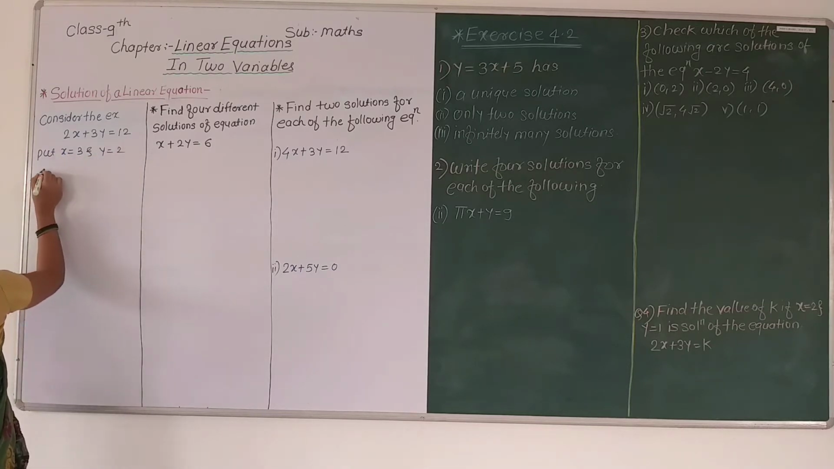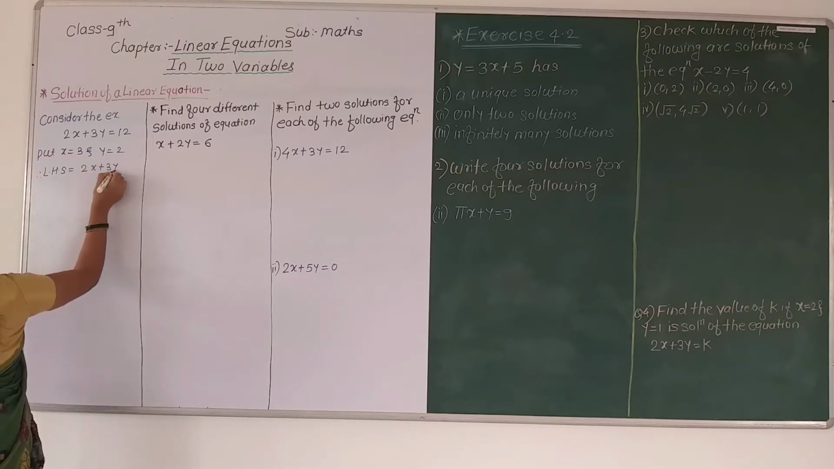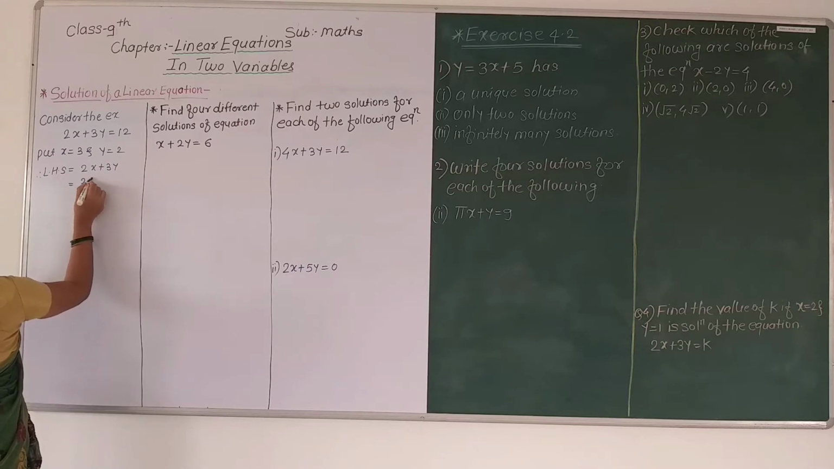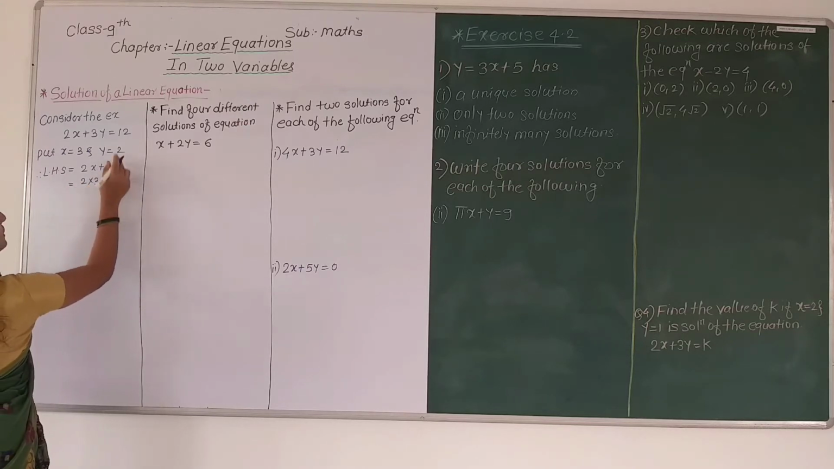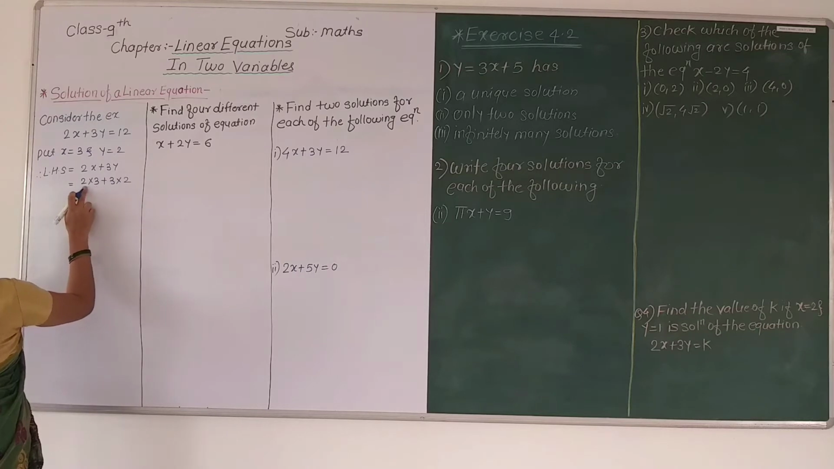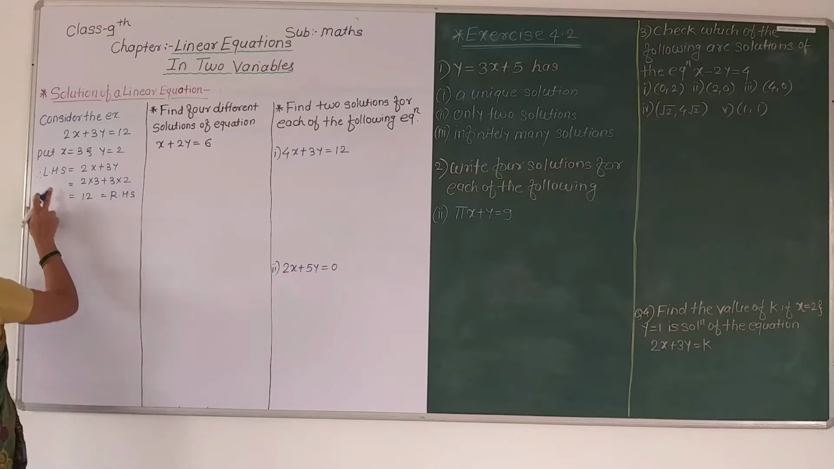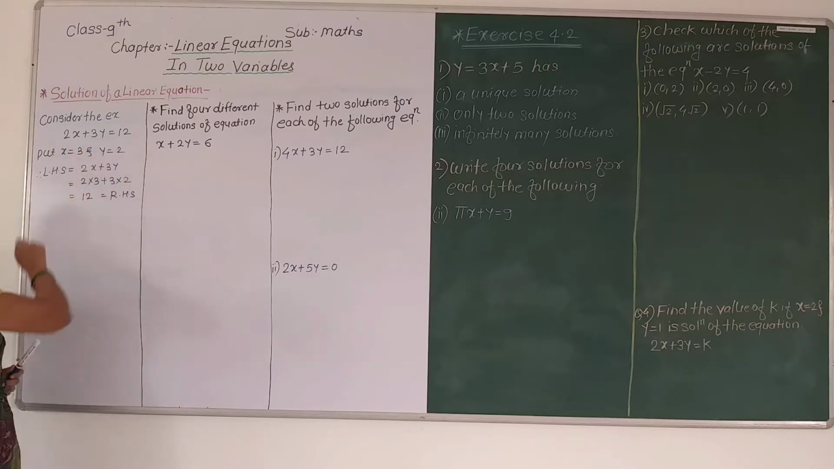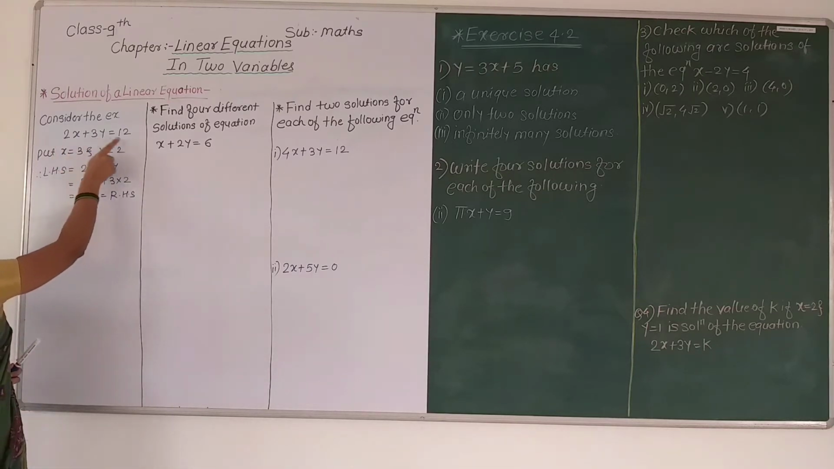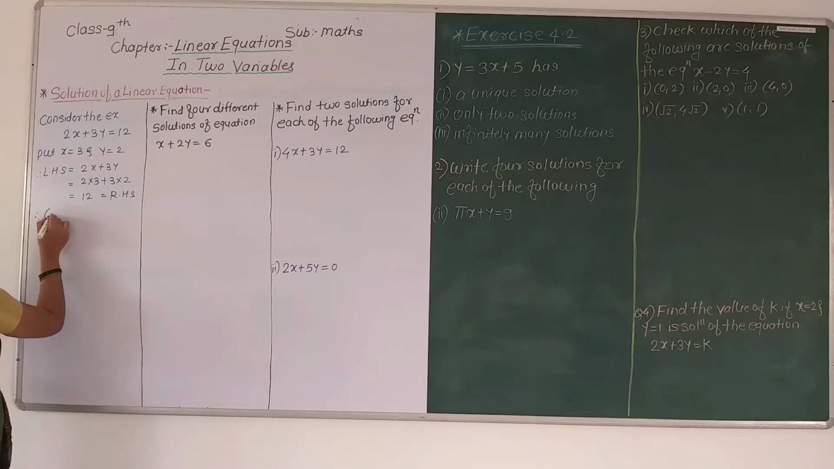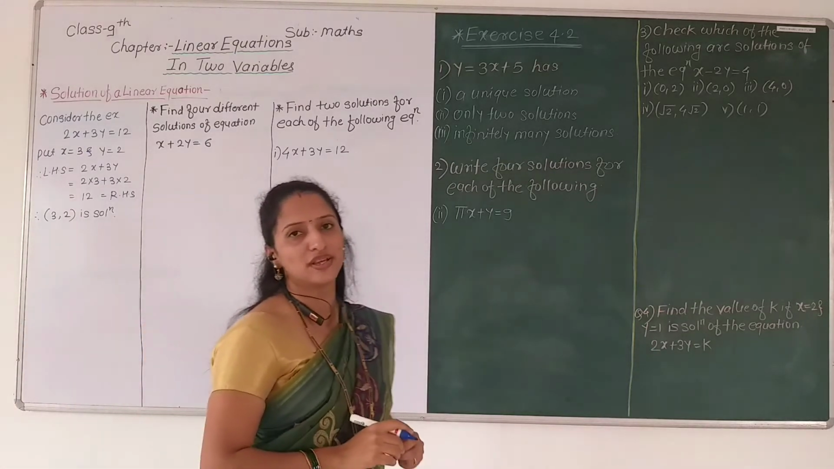Let us check here. We get LHS. LHS is what? 2x plus 3y. Value of x is 3, so 2 into 3 plus 3 into value of y is 2. So 3 2s are 6. 6 plus 6 is 12, which is equal to RHS. Right? So we get LHS is equal to RHS. When I substitute x is equal to 3 and y is equal to 2 in this equation, we get LHS equal to RHS. Means what? The pair (3, 2) is a solution of the given equation.